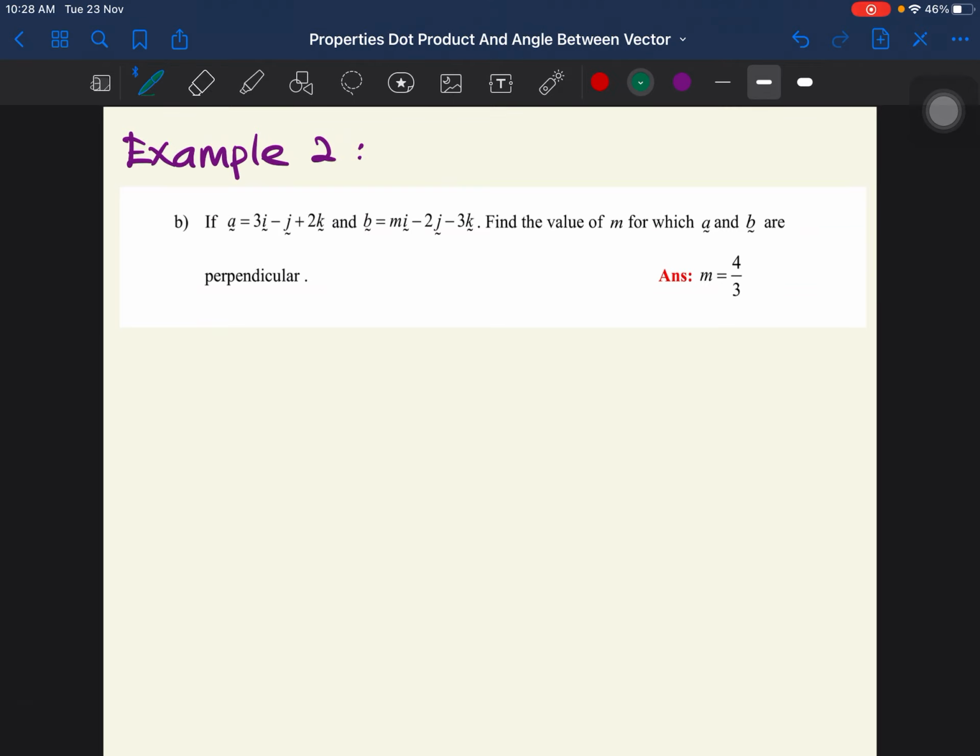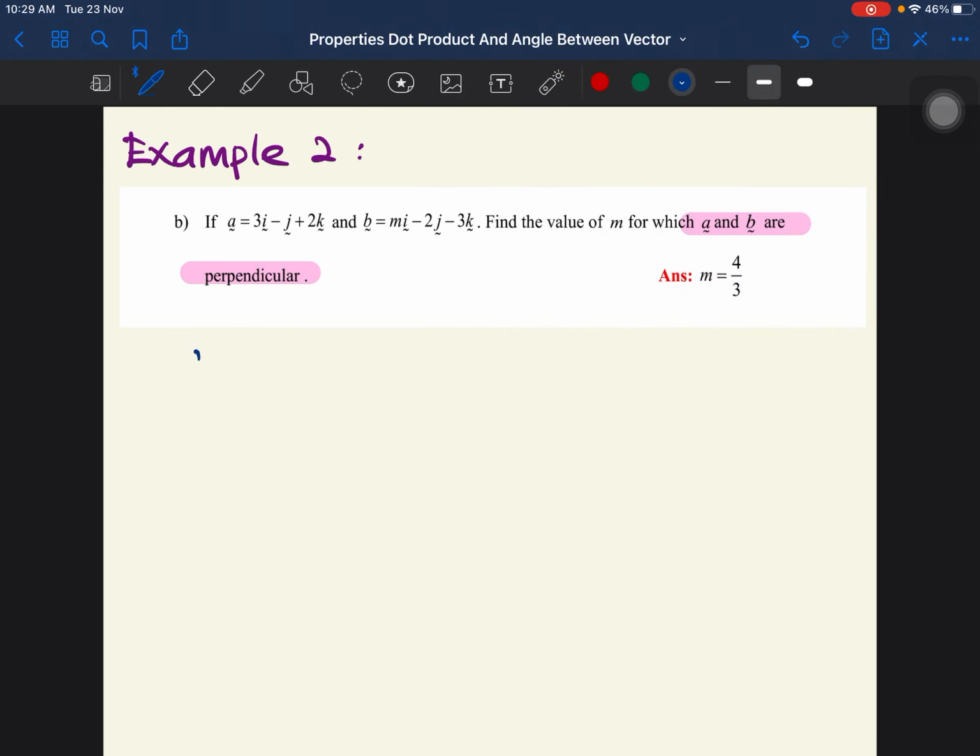Okay, now for the second example here. So basically we are still discussing that when two vectors are perpendicular to each other, then the dot product is equal to 0. Okay, so as you can see here in this example, you have a vector A and a vector B. Okay, so you are asked to find the value of m for which A and B are perpendicular to each other. Okay, so again we will apply the dot product equal to 0.